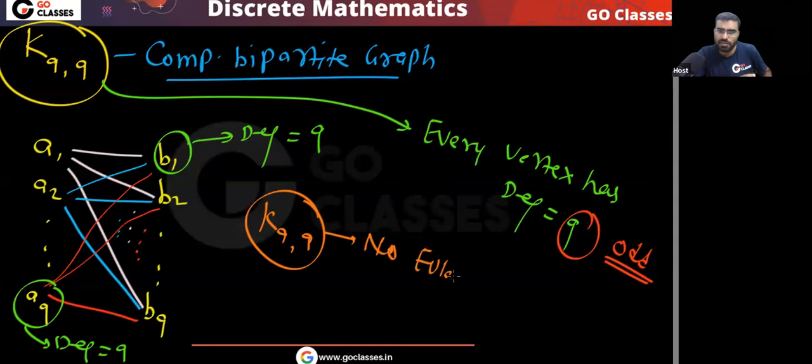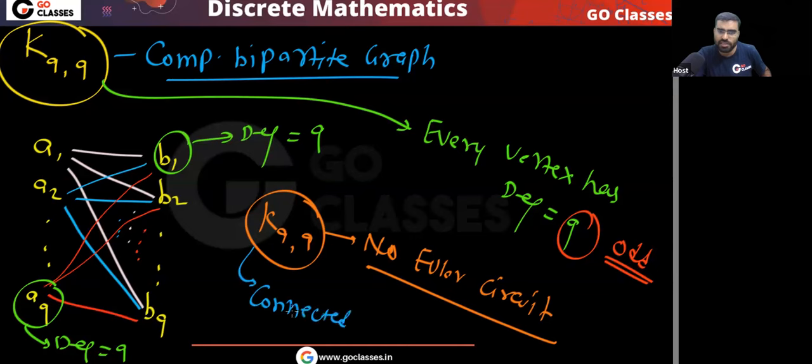There is no Euler circuit. This graph has no Euler circuit. Tell me, is this connected? Was this graph connected? Yes, this graph is connected. This is K99, yes, this graph is connected. You can check. This graph is actually connected.